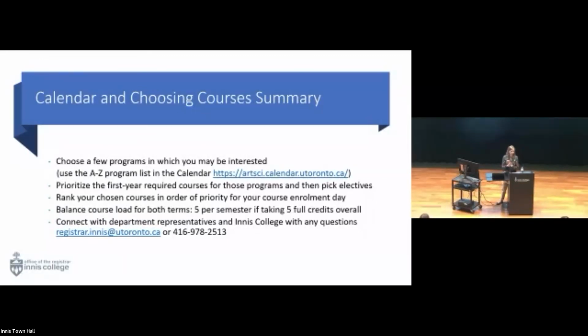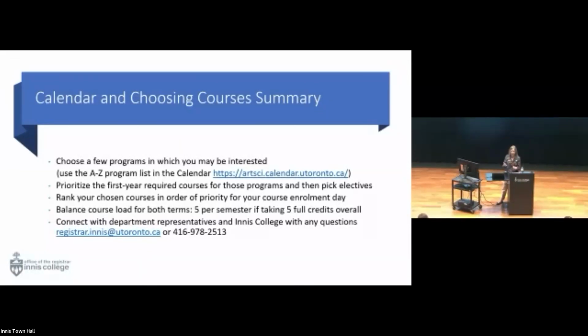Choose a few programs that you may be interested in, and you may find that in many cases, the courses are the same. For those of you in life sciences, for example, in almost all cases, you'll be taking a full year of bio and chemistry and at least a half year of calculus. Those 2.5 credits alone make you eligible for dozens of programs. So there may be some overlap in your interests. Prioritize your first year required courses for those programs and then pick your electives.